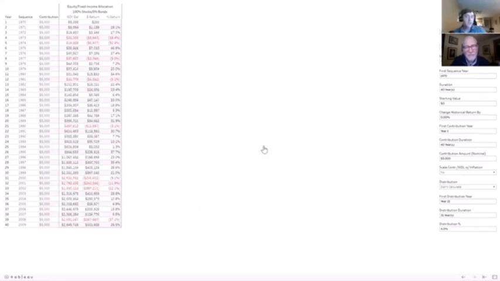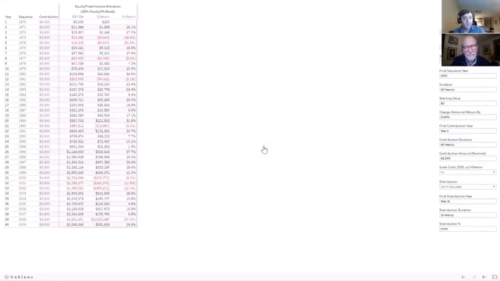So I was just going to say that the difference here is, nobody's got a crystal ball. But the difference here is, if you were in the 32% tax bracket when you retire, you would have $1.8 million compared to $2,066,000. So that's about a $200,000 difference.